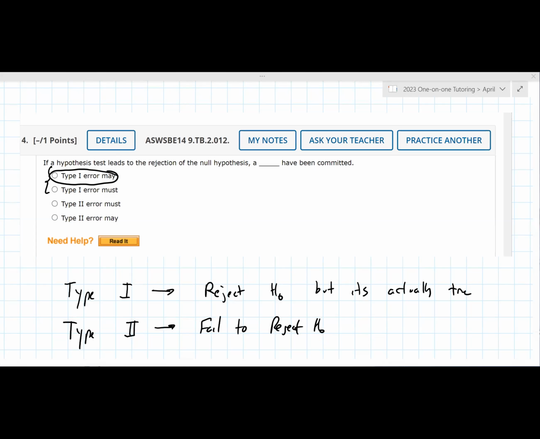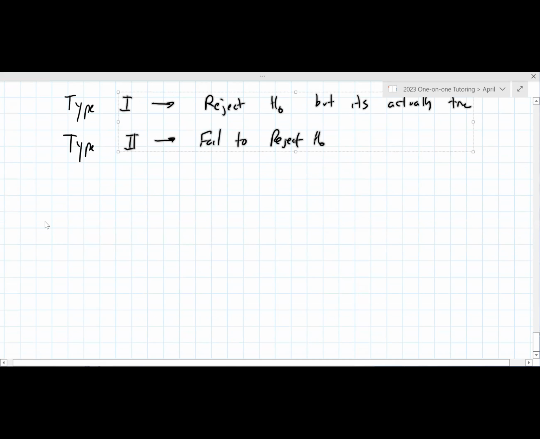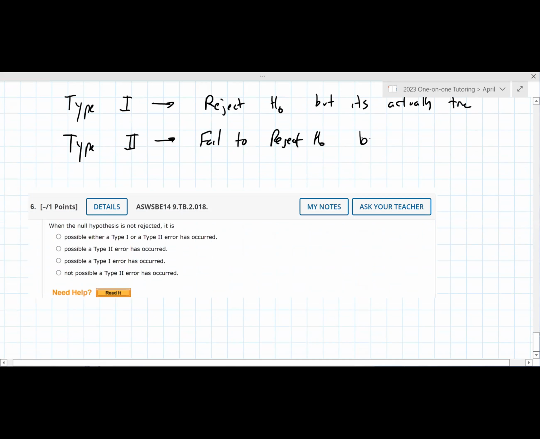We'll go to 6 and come back to 5, because 6 refers to this type 2 error. A type 2 error occurs when you fail to reject H0, but it's actually false. You'll see these in class. So when the null hypothesis is not rejected, that's fail to reject. It's a possible type 2 error. That's the only possibility. It may have occurred.